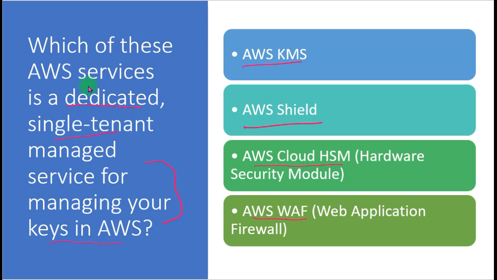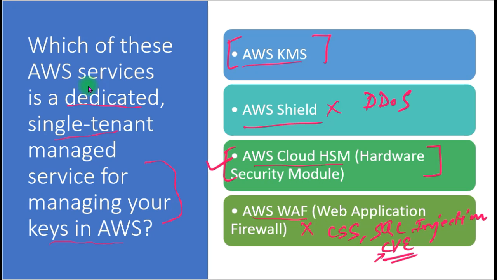As we already know, AWS Shield is for DDoS attacks, so it is not correct. WAF is for web application protection, against XSS or SQL injection, or CVE, information security vulnerabilities. Here CVE stands for Common Vulnerabilities and Exposures. So we are left with two options, both are key management systems. Here we are looking for dedicated, so our choice will be AWS CloudHSM, not KMS, because it is multi-tenant.